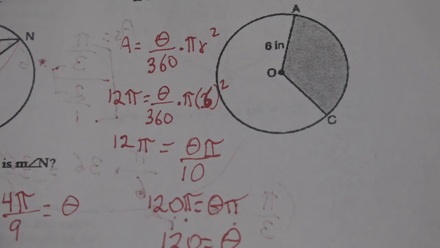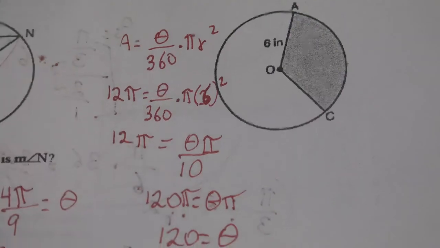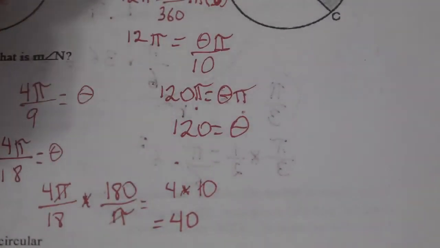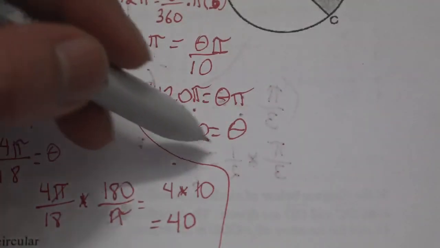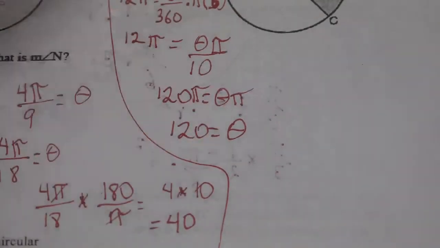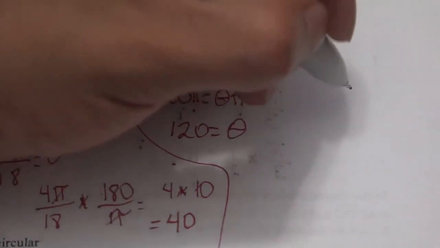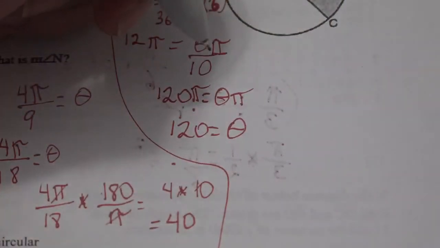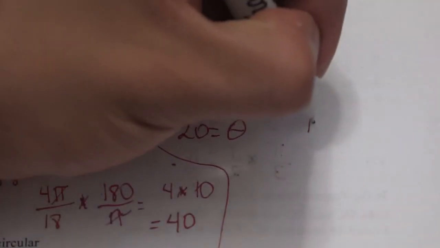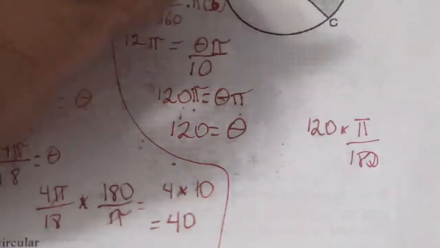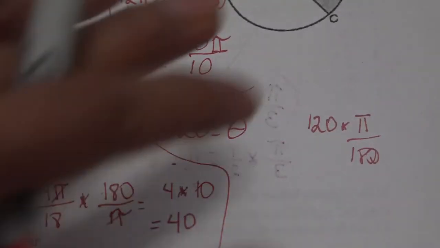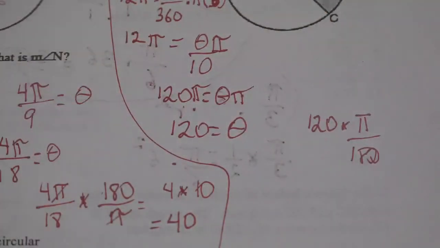Yeah. 120 degrees. And if you want to turn this into radians, just in case they were to ask you for radians, how do you convert degrees to radians? You multiply by pi over 180. Okay? And then you simplify the fraction, and you're going to have something pi over something, and that's it. Okay?